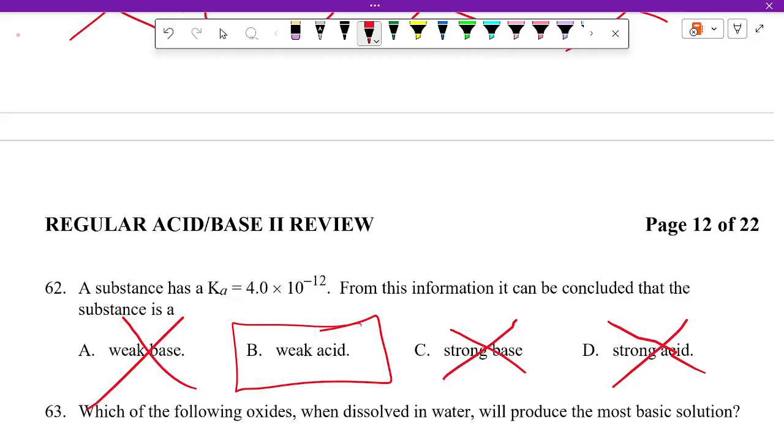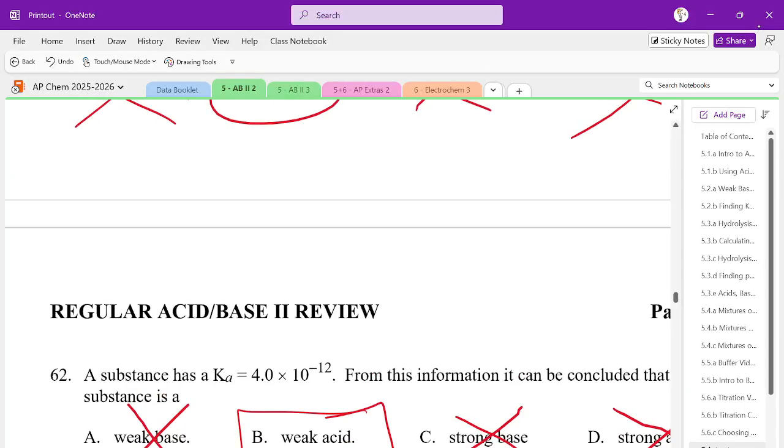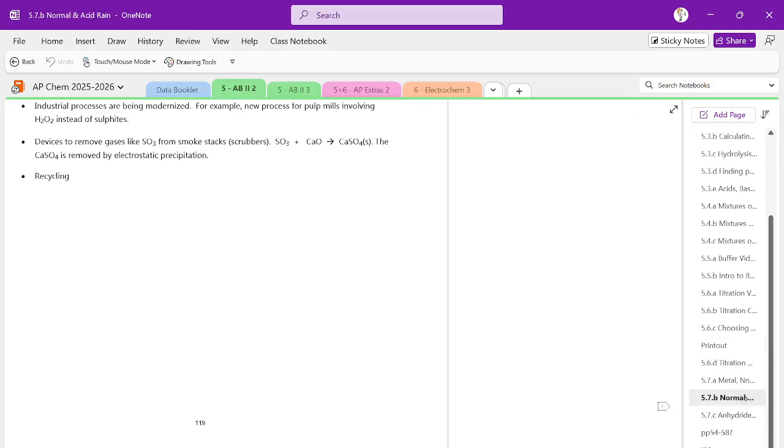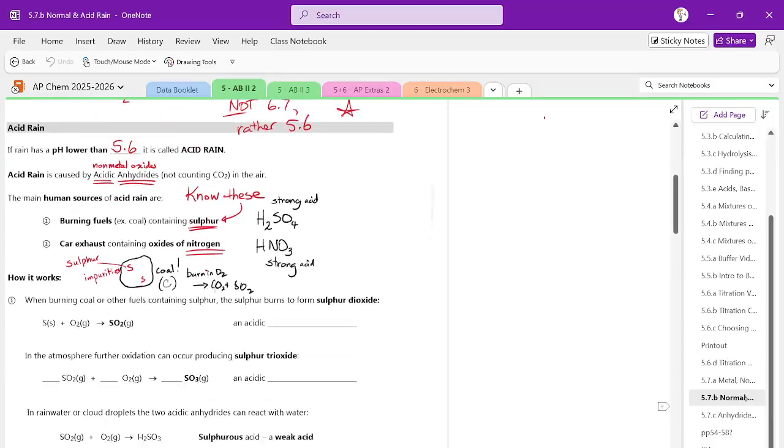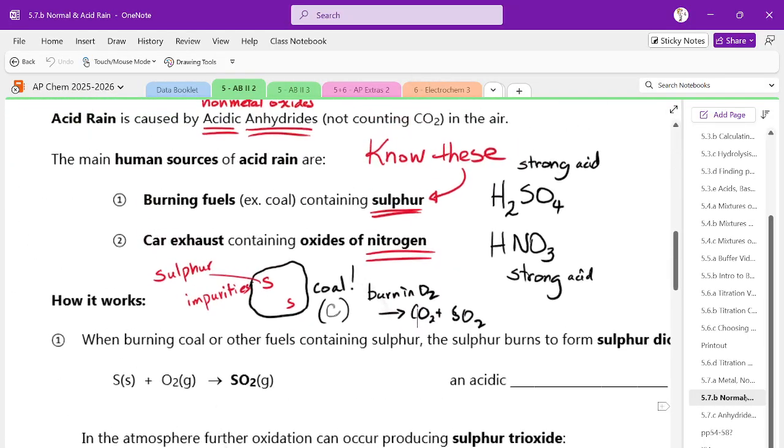Shall we move on? I can answer questions tomorrow as well. Okay, excellent. Good stuff. We're going to finish acid rain today. No, we got close, but we didn't quite finish it. We got to page 117.